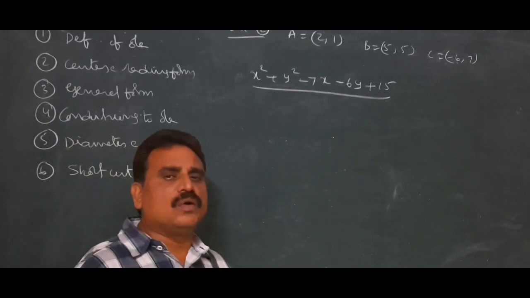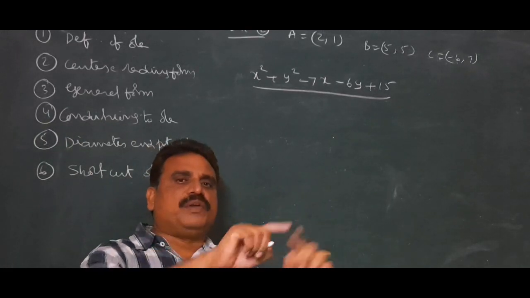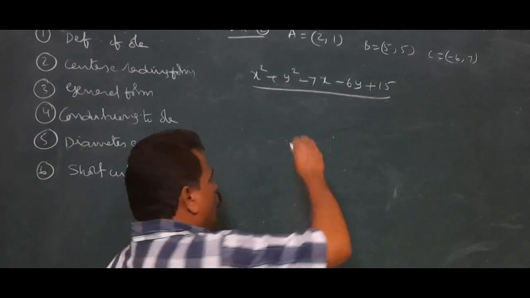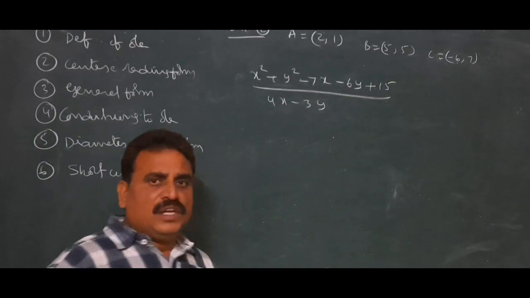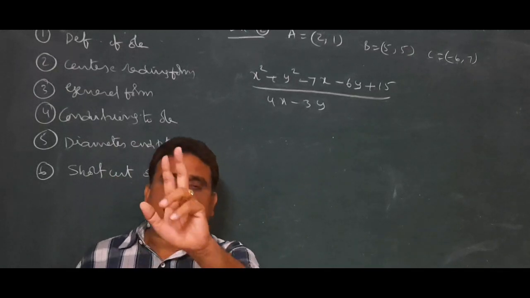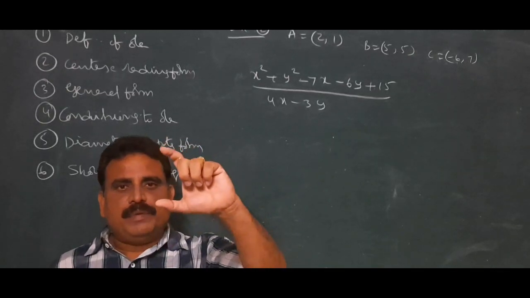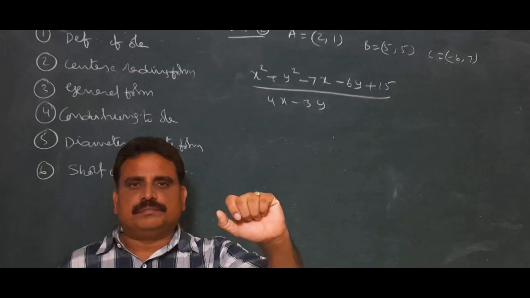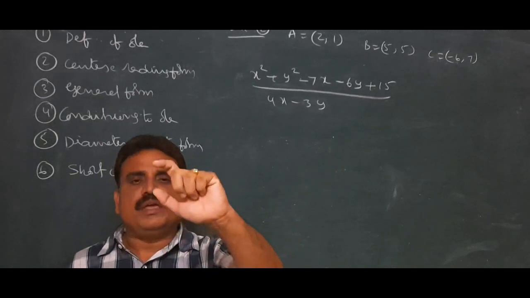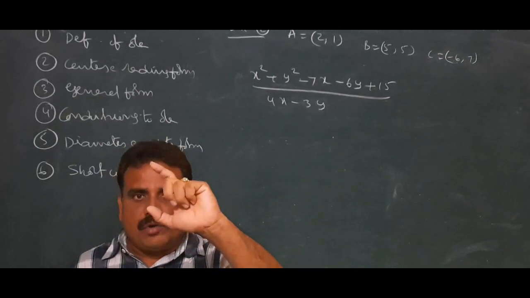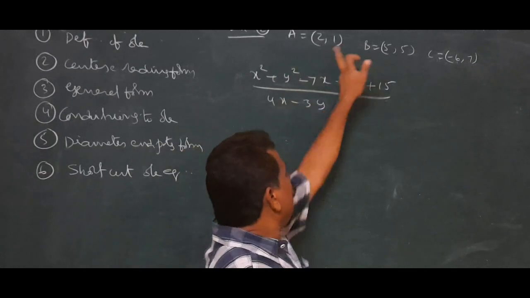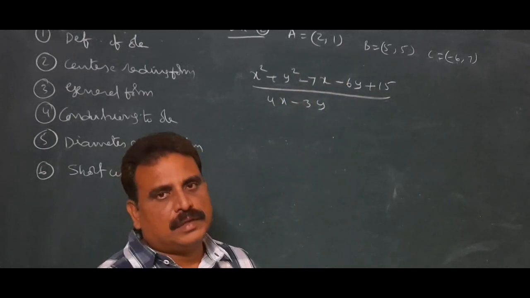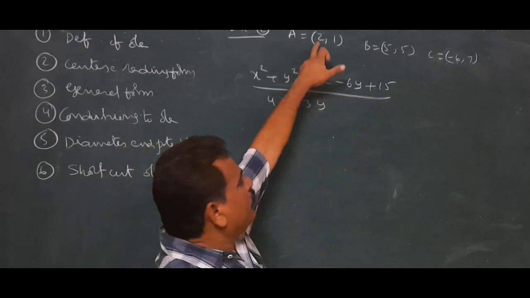If a by b is the slope, the line equation is ax minus by. 4 by 3 is the slope, so the line equation is 4x minus 3y. If minus 4 by 3 is the slope, 4x plus 3y. A by b is the slope, ax minus by. Minus a by b is the slope, ax plus by. Keep in mind, you have to write this. 4 by 3 is the slope of AB, so 4x minus 3y. Now, substitute the constant.